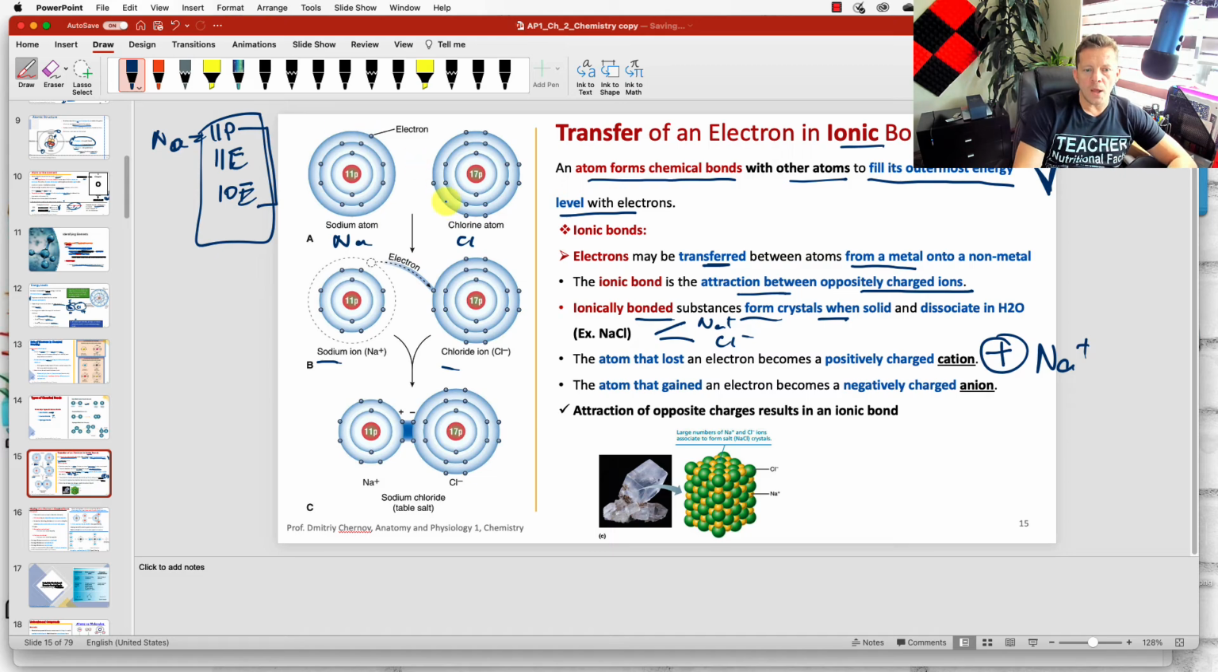And then when chloride, right? After the transfer, when chloride gets this extra electron, you see it was just 1 here on the outermost shell, 2, 2, 2, right? 2, 4, 6, 7. Now it gets this 1, 8. So it gets that extra electron. When it gets this extra electron, it becomes more negative.